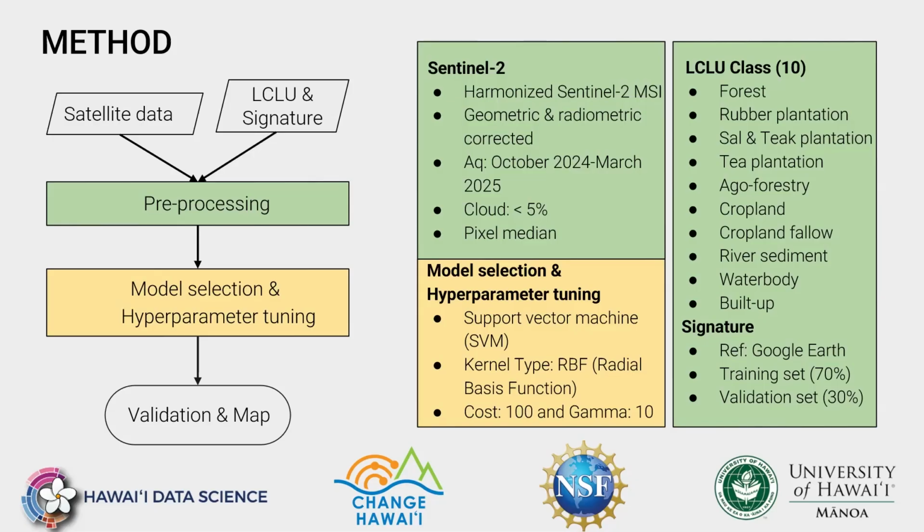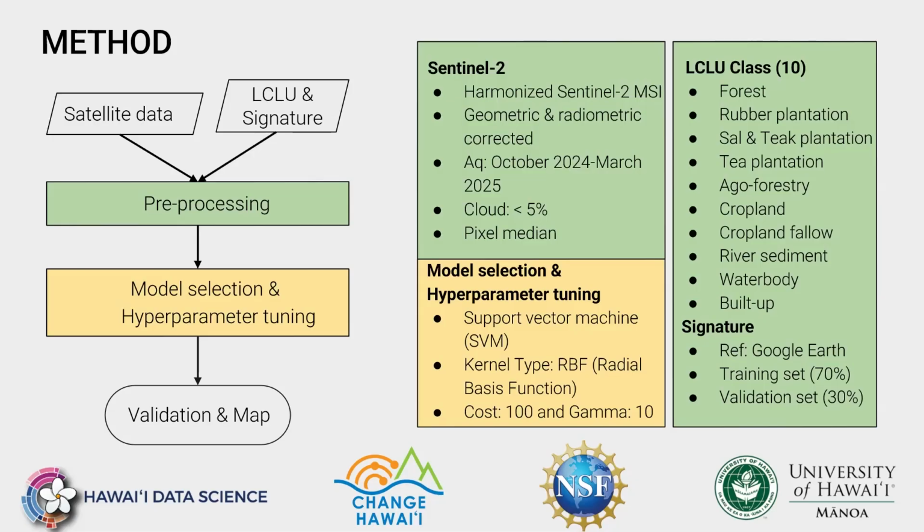The signature samples were divided into a training set and a validation set with a ratio of 70 and 30%. The model I selected is SVM, support vector machine, which is tuned for the kernel type radial basis function, and the optimal values were cost 100 and gamma 10. After that, the next step is to run the model, predict the values, validate the output, and the map was prepared in QGIS.